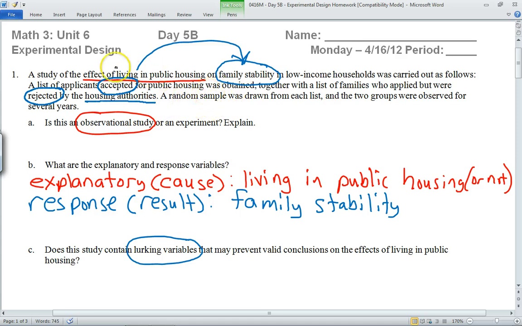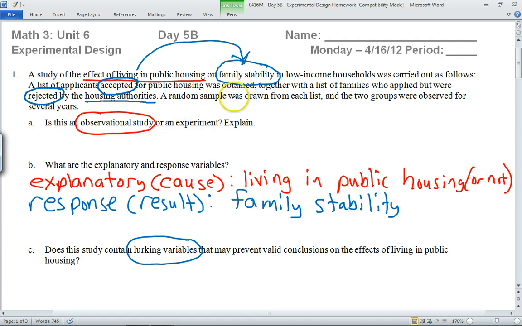So, if we are supposed to measure the effect of living in public housing on family stability, and we were to conclude, oh look, the families that are living in public housing seem to be more stable, whereas the families that are not living in public housing seem less stable, would it be a valid conclusion that living in public housing must lead to more stability? Would that be a valid conclusion?